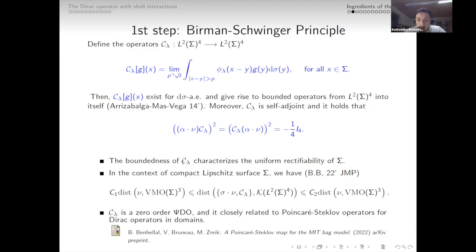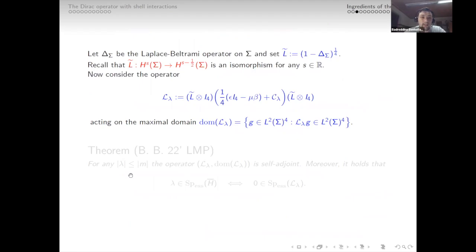Okay, but to state important links that were needed here in this context, let us denote by delta sigma the non-negative Laplace-Beltrami operator and set L tilde the resolvent of the Laplace-Beltrami operator. It is well known that the Laplace-Beltrami operator is a pseudo-differential operator, and also that L tilde is an isomorphism between HS and HS minus 1/2, and this is for any S.